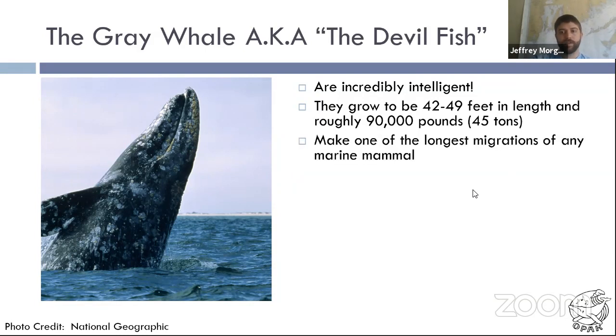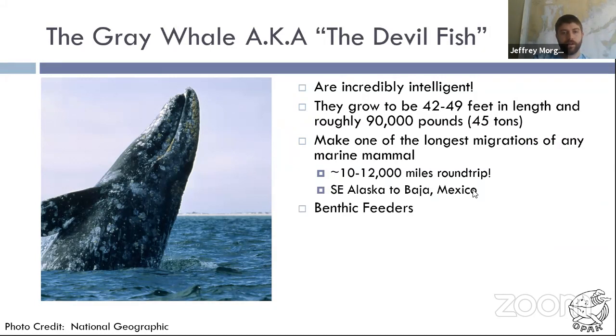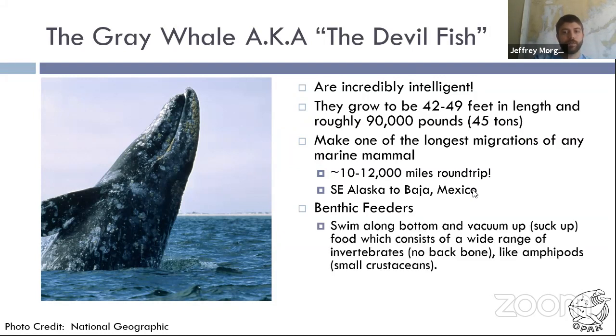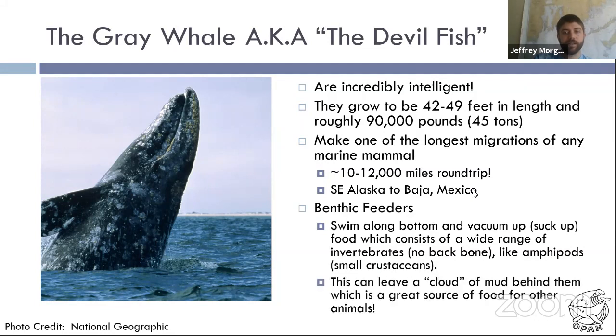They do make one of the longest migrations of any of our marine mammals, about 12,000 miles from Baja, Mexico, up to Alaska. So around 12,000 miles round trip. They are benthic feeders. So these are the types of whales that are doing the vacuum feeding. So they're swimming along the bottom, they're sucking up our benthic creatures like amphipods, which are small crustaceans. And this does leave a nice cloud of benthic mud behind them, which is a good food resource for other animals that live near the gray whale.